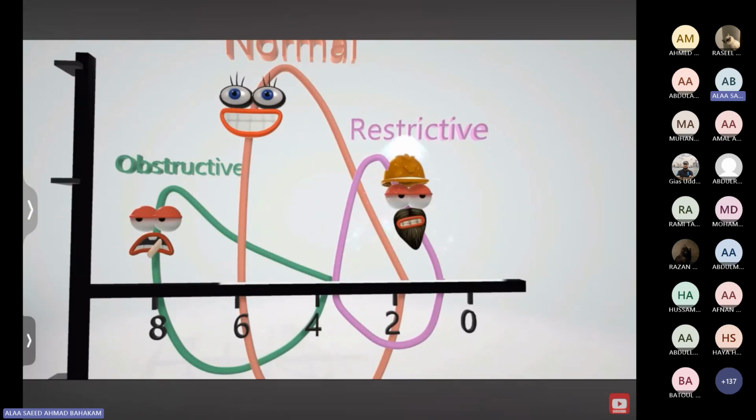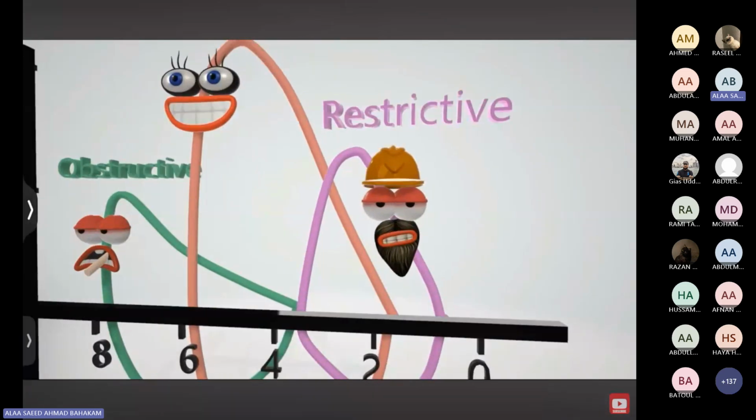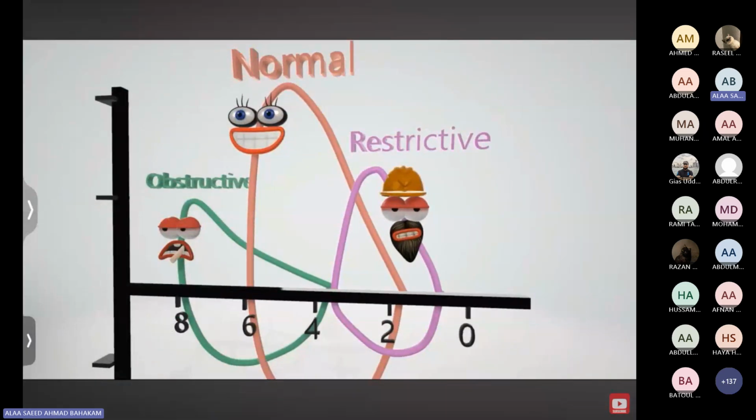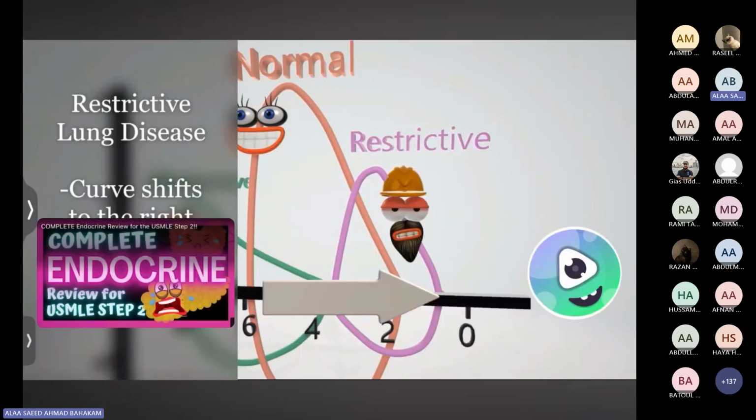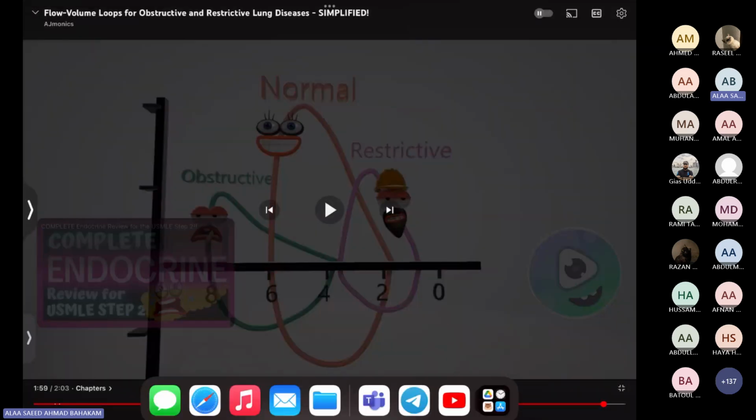Over here, we note restrictive lung disease. This includes lots of things, including things like pneumoconiosis, berylliosis, silicosis, associated with lots of workers, people who work in the manufacturing business with mining. And thus we have this worker over here to remind us of that. And here the curve shifts to the right. Due to the restriction, for example, due to fibrosis and loss of compliance, everything is reduced. Residual volume is reduced. Total lung capacity is reduced. Every value is reduced. And that's why the curve shifts to the right. Okay, so I hope this video made things memorable and fun.